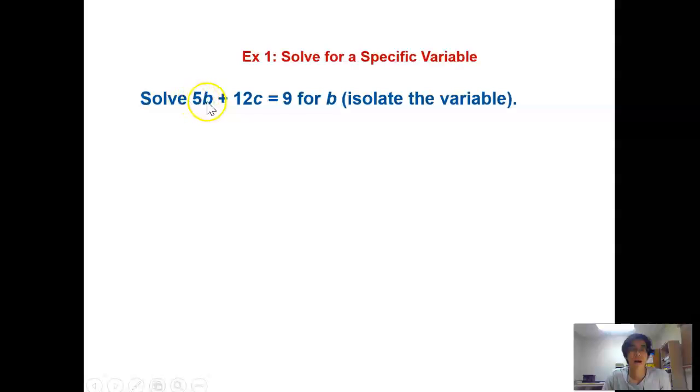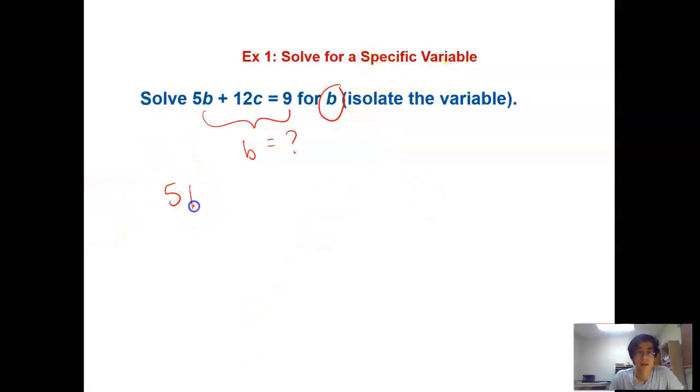I want to solve 5b plus 2c equals 9 for b. I want to isolate the variable to get b by itself, right? So I want to figure out what this equation is going to look like when I get b equals something, okay? So now let's write it out. I got 5b plus 12c equals 9.